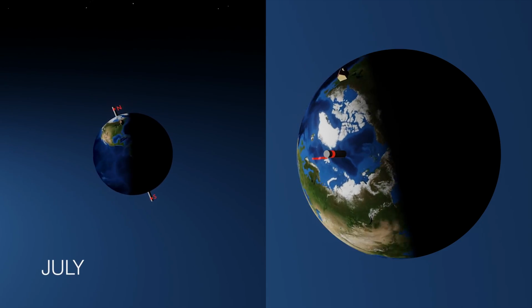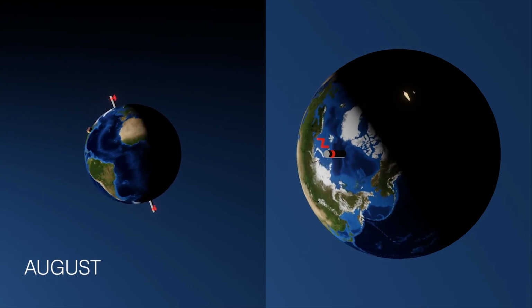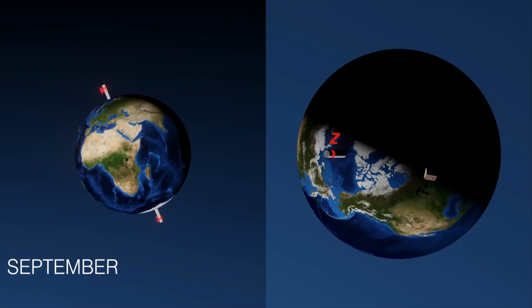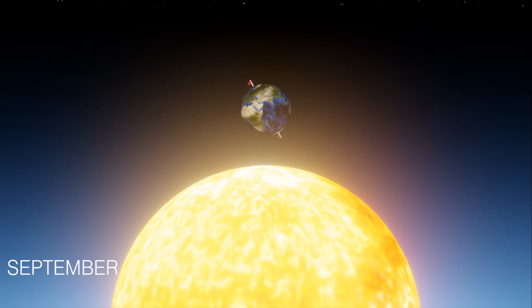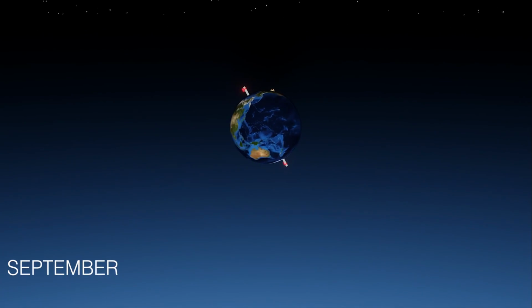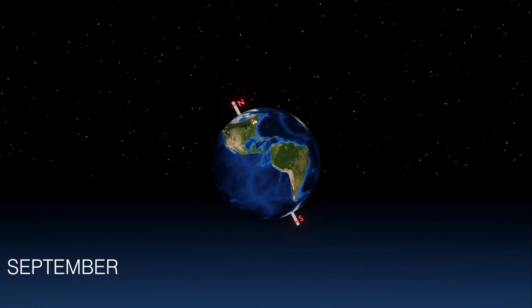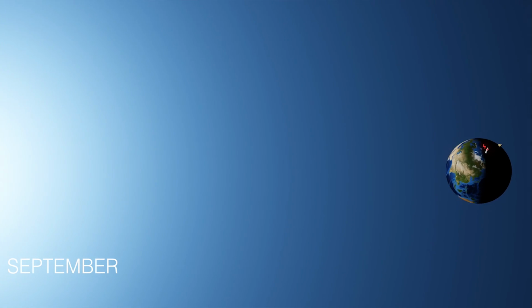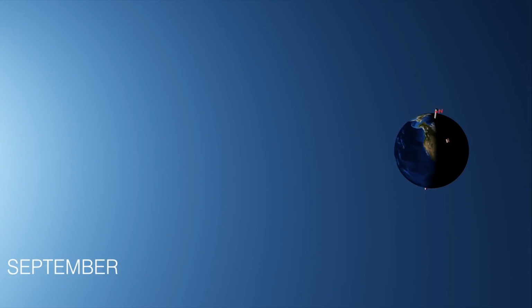3 months later, in late September, the Earth is evenly covered in sunlight, as it is not tilted towards the Sun. At this time, the Northern and Southern Hemisphere are equally distant from the Sun. This is the September equinox.